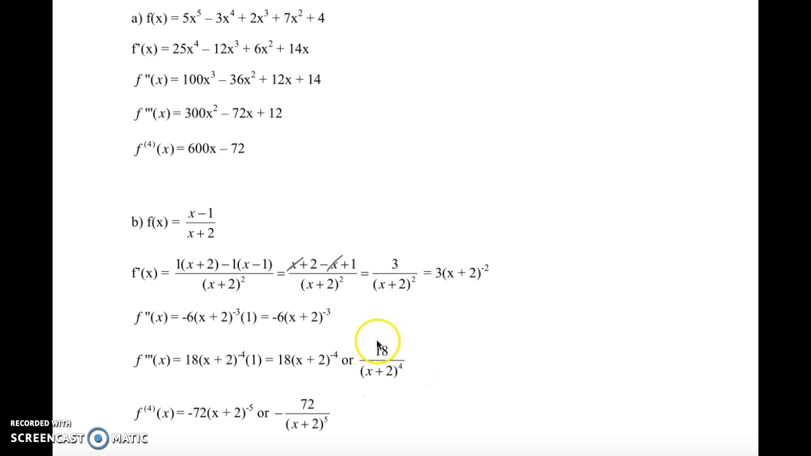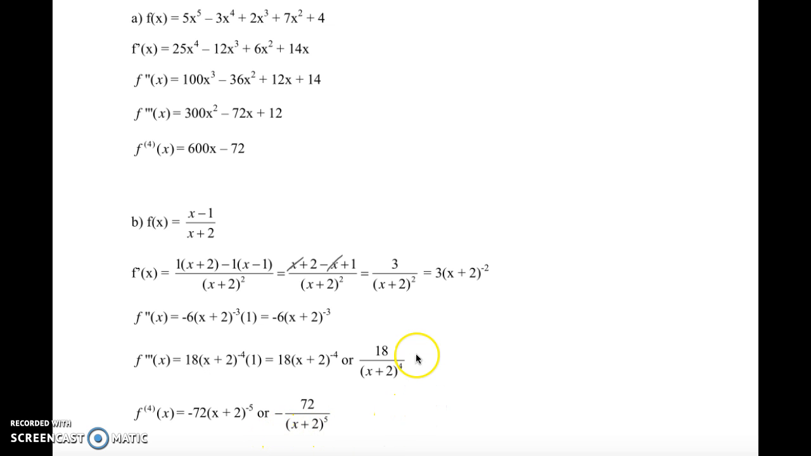I'm not going to write it like this yet with a positive exponent because I still want to take the fourth derivative of this. So again, using our chain rule here, we get negative 72 times x plus 2 to the negative 5. And here we want to write the exponent as positive because we're done. We found the fourth derivative, and we write negative 72 over x plus 2 to the fifth.